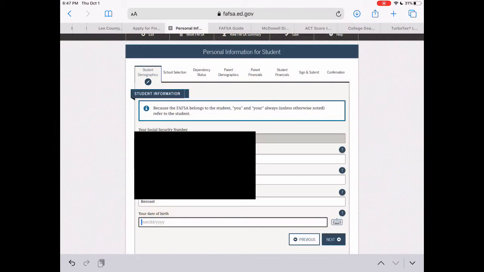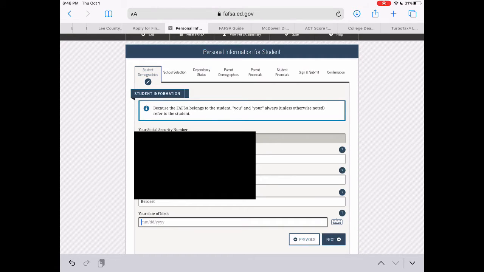Okay, so this is the very first page of the FAFSA. It should already have your social security number, your name, and your birthday. But take a moment to be sure that what you've put as your name is exactly what's on your social security card. And this is very important, particularly for students who have two last names. It's important to enter it exactly as it is on your social security card.